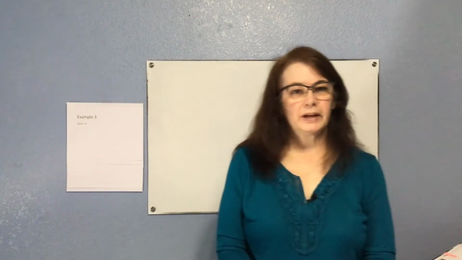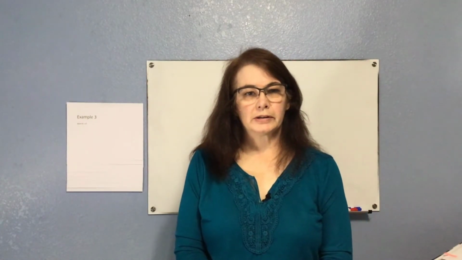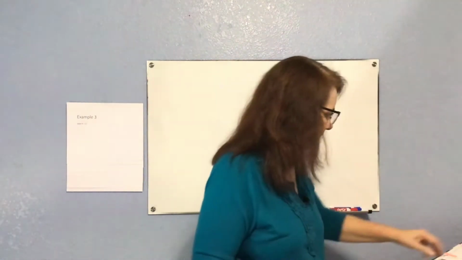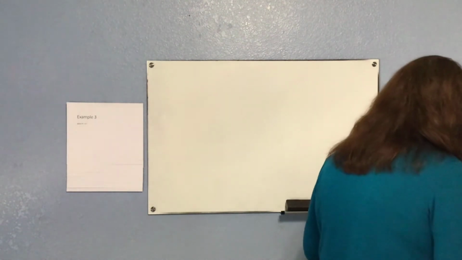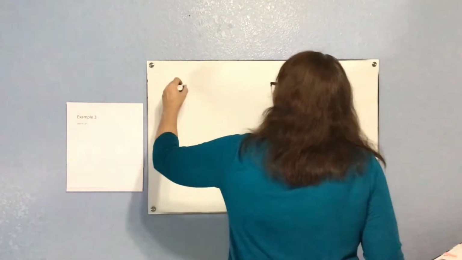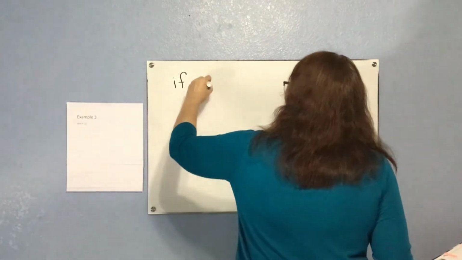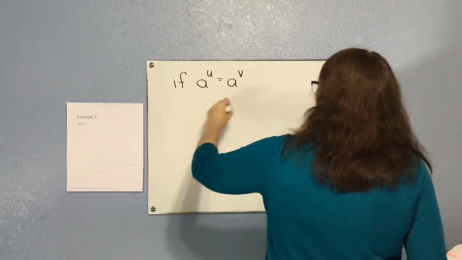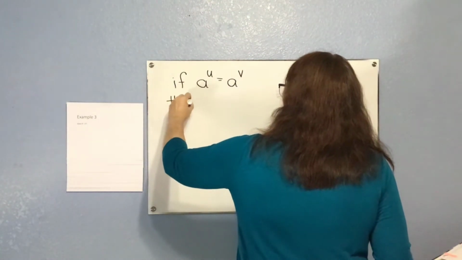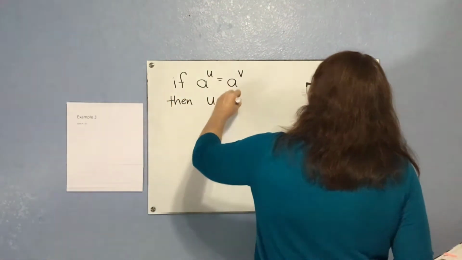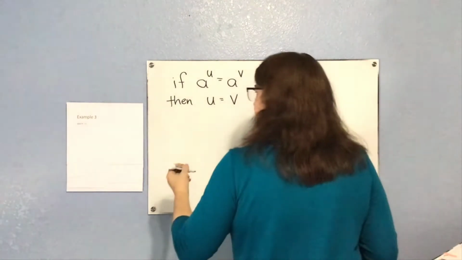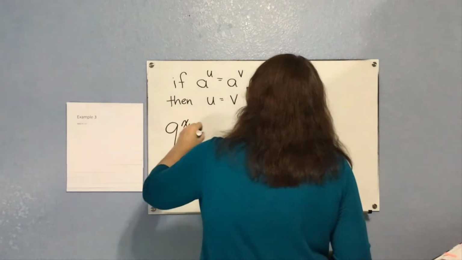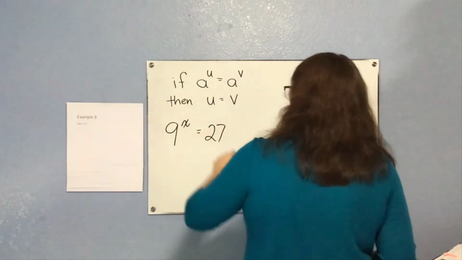We've looked at a couple of techniques now to solve logarithmic equations. Let's look at some to solve exponential equations. Here's another rule. If a to the u equals a to the v, then u is equal to v. So for our first example, we'll do 9 to the x equals 27.